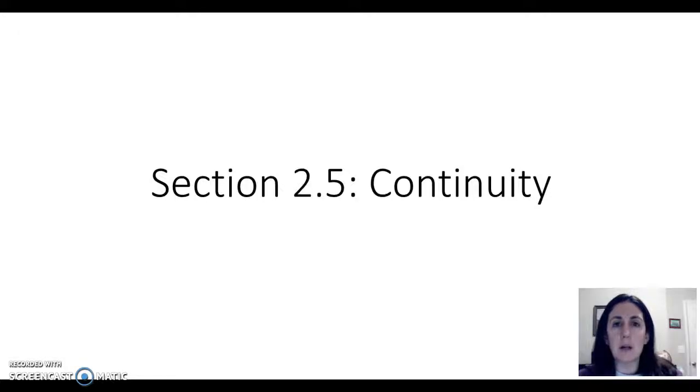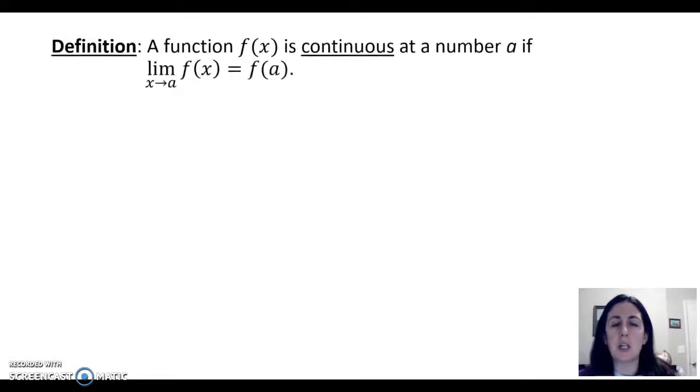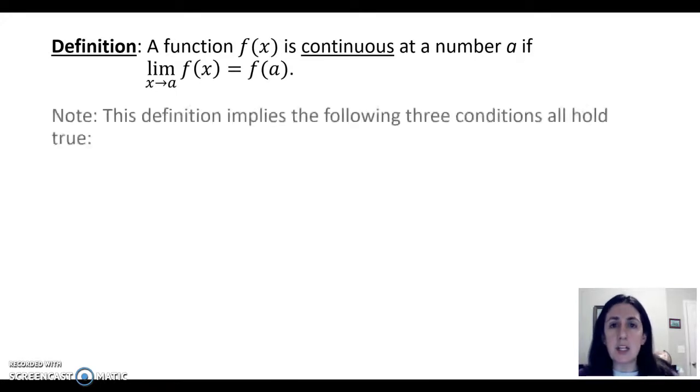Hi, today we're going to talk about continuity. So we'll start with the definition. A function f of x is said to be continuous at a number a if the limit as x approaches a of f of x equals f of a. Now this definition implies three conditions must hold true.